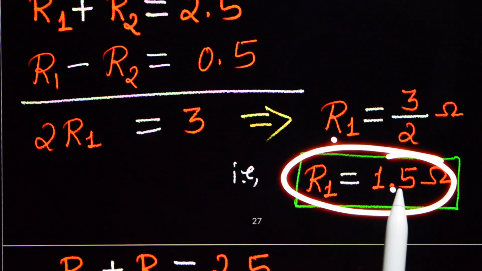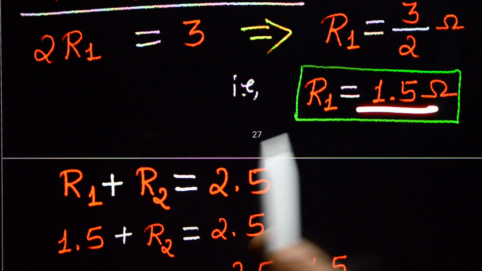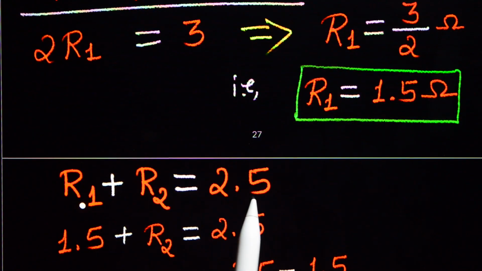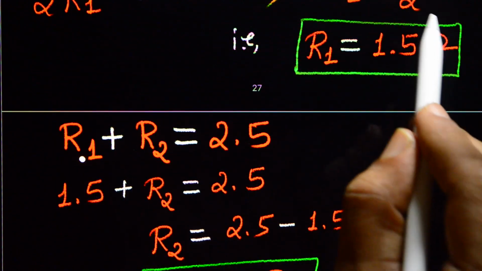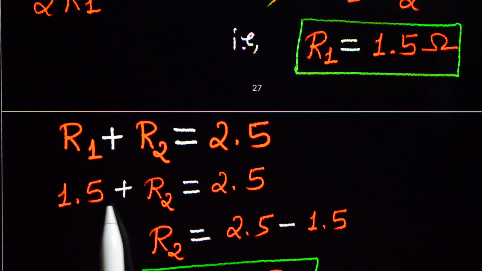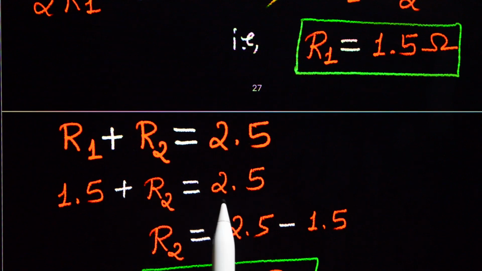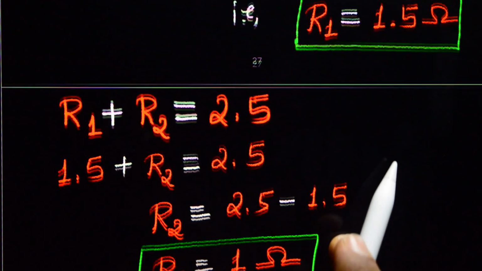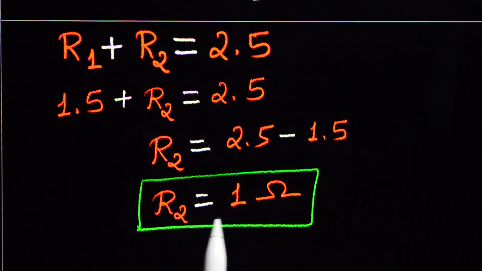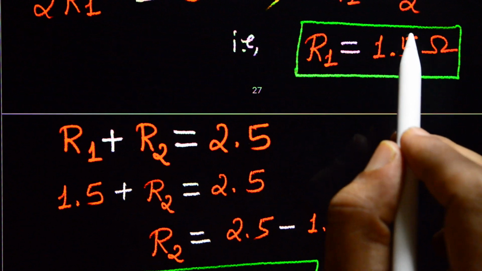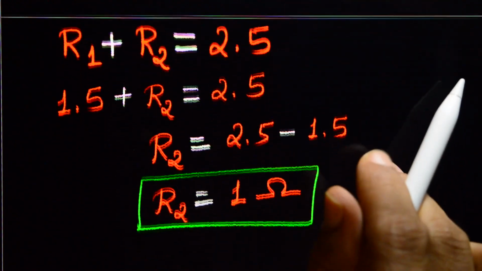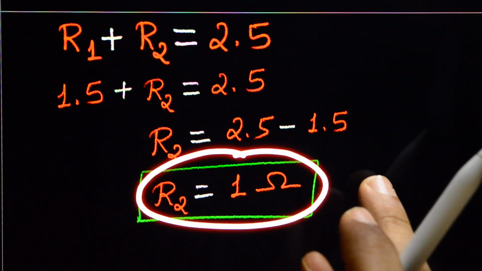Now substitute this R1 value in equation 1, that is R1 plus R2 is equal to 2.5. Here R1 is 1.5. So 1.5 plus R2 is equal to 2.5. Now R2 is equal to 2.5 minus 1.5. Here R2 is equal to 1. What do you mean by this? Okay, here R1 is 1.5 ohm and R2 is 1 ohm.